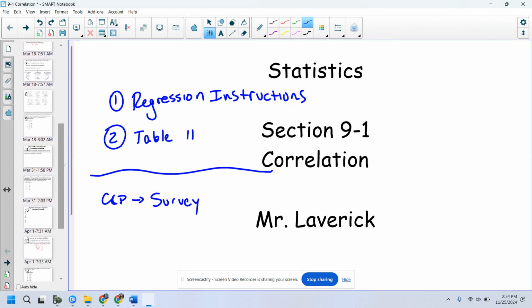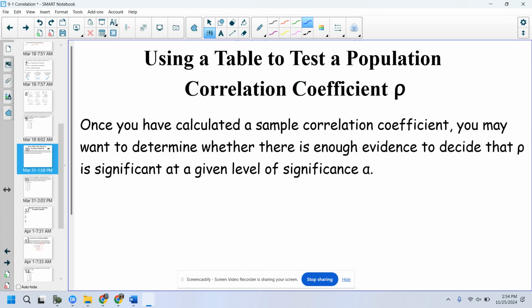Okay, so we were talking about correlation coefficient, and I think we were right here. Now, this is the Table 11. When I say using a table to test a population correlation coefficient, this is when I say use that Table 11. I would show you as a PDF on the screen, but I don't have it as a document. I just scan it out of the book each year. But it's that Table 11 handout. And I'm looking at it right now.